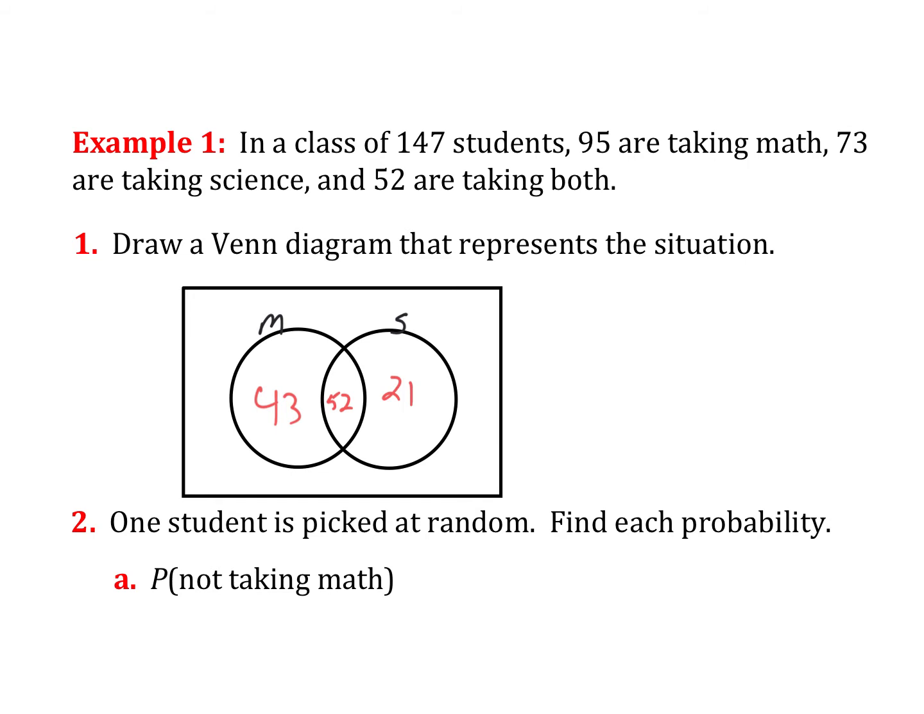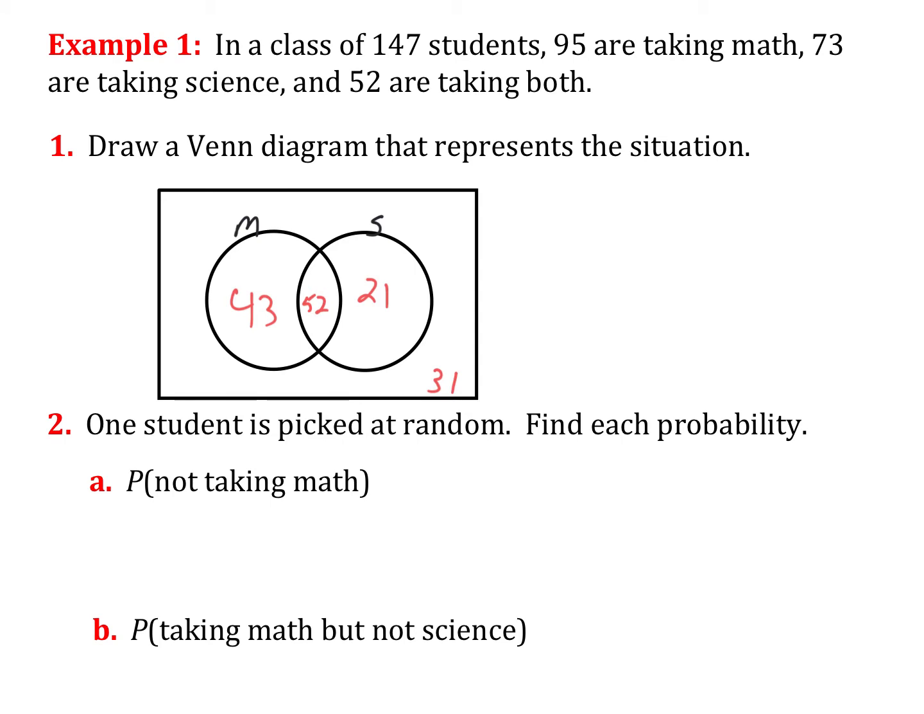Now, I'm expecting 147 students total. If I add these numbers together, I'm going to fall short. So all of the remaining students, we're going to write that number down here in the universal set. So 31. There are 31 students who have not been accounted for.